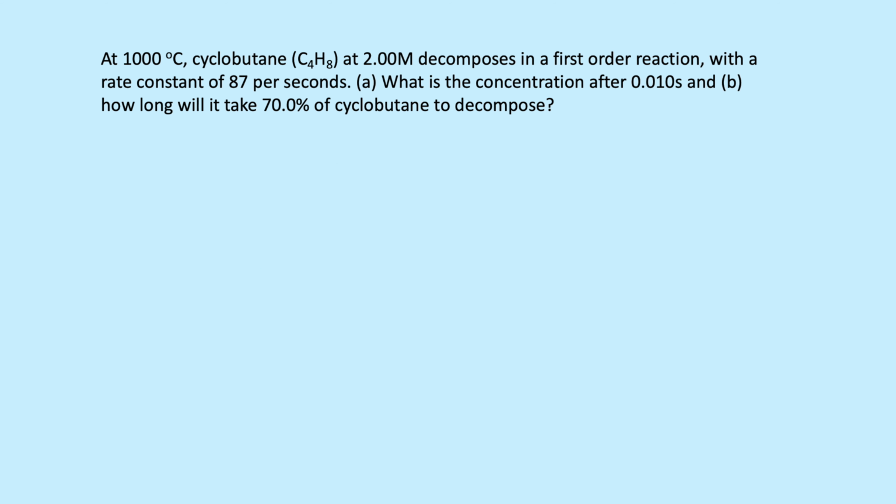The next part of the problem asks how long it would take for 70% of cyclobutane to decompose. We will similarly approach this problem, but instead we'll be solving for time. The first step is to determine the concentration of cyclobutane once it has decomposed 70%. We need to multiply our starting concentration by 30% to determine how much is left. 2 moles per liter times 0.3 is equal to 0.6 moles per liter.